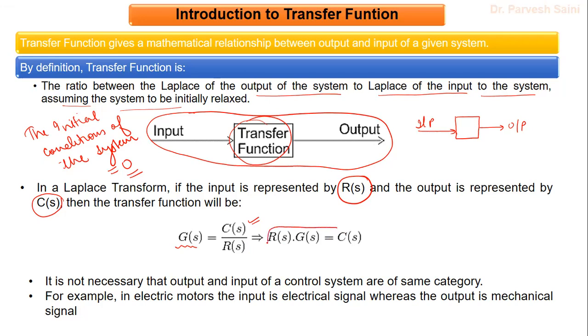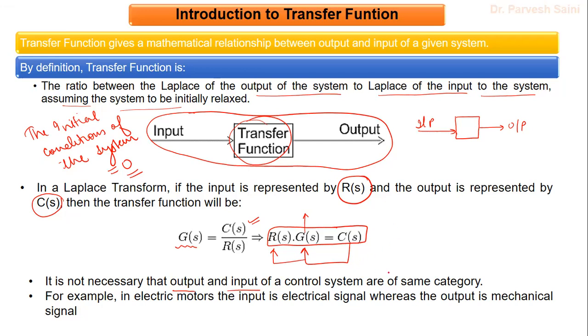So the output, the response of the system, depends upon the transfer function and R(s). So this is actually the gain of the system, right? Transfer function also gives us the gain of the system. Now, there is a possibility that when we find out the transfer function of any system, the output and input may be of different types, right?